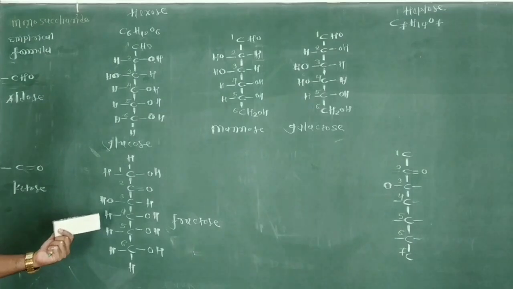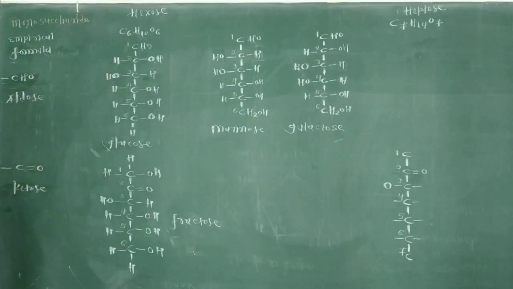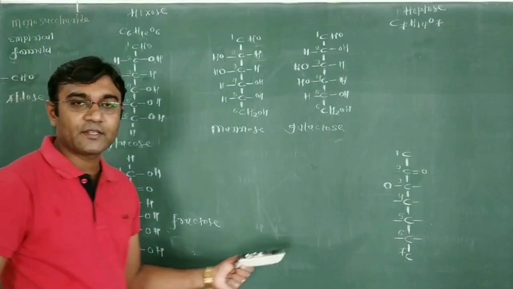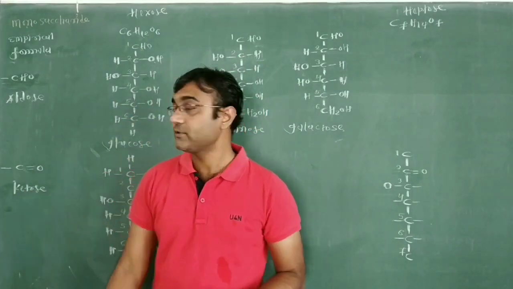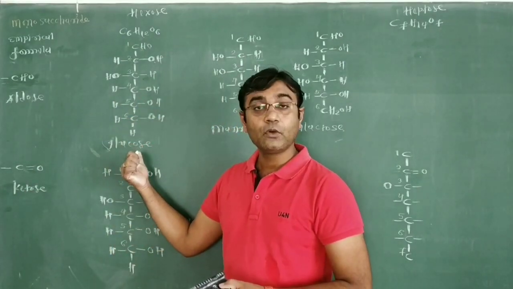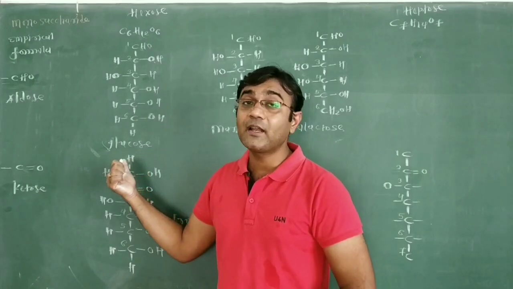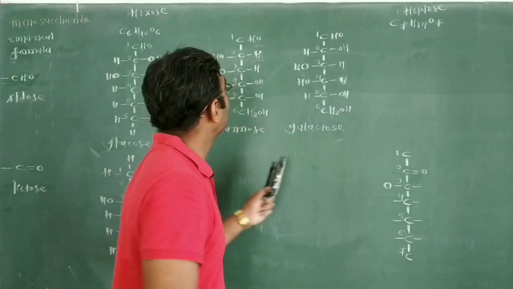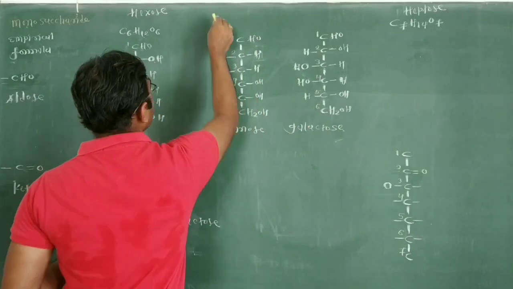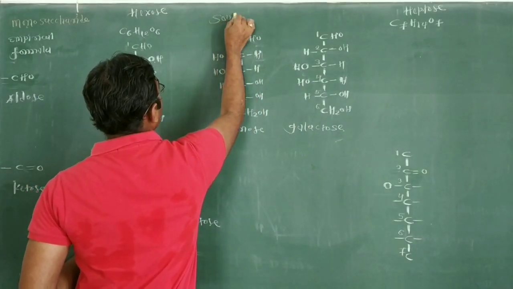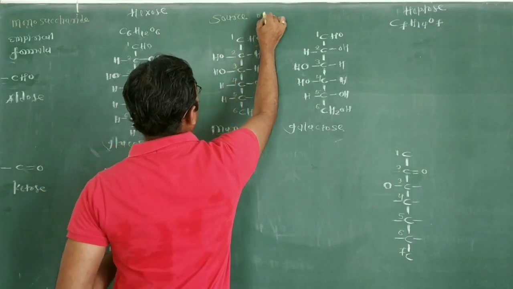Now, what is the significance of all hexose types of sugar? The common significance of all hexose sugars is that they are used in respiration, especially glucose. On glucose, respiration occurs and we get the ATP. That's why this hexose sugar is the source of energy for the body.